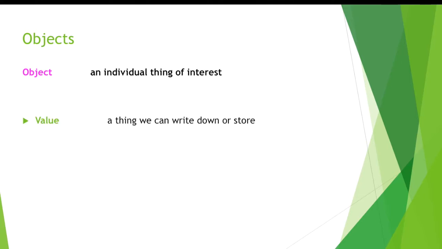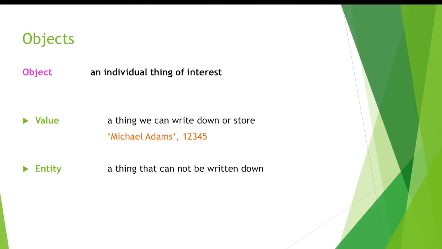Starting with objects. An object is an individual thing of interest. An object can occur in two different ways: as a value, which is something that we can write down or store, such as the name Michael Adams or the number 12345, or as an entity, which describes a thing that cannot be written down, such as a person or the employee Adams.